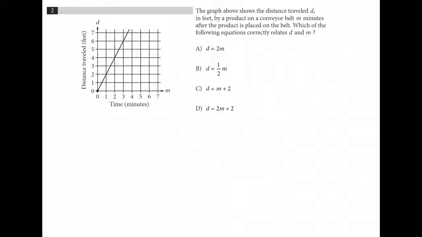Number 2. The graph to the left shows the distance traveled, d, in feet by a product on a conveyor belt, m minutes after the product is placed on the belt. Which of the following equations correctly relates d and m? To figure out this equation, we can choose any 2 points that are on the graph and figure out the slope between them. So let's start with this original point, 0, 0, and let's choose another point, say 2, 4.